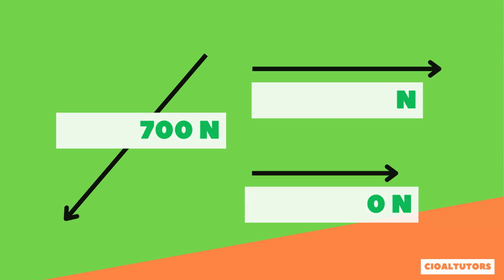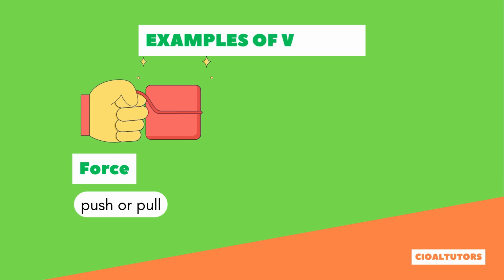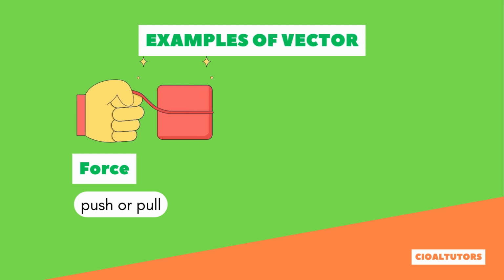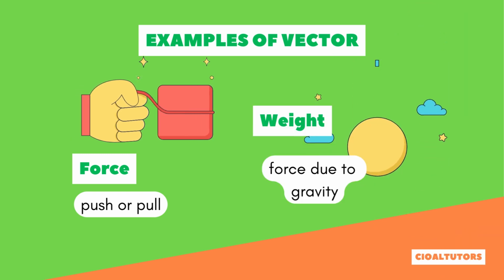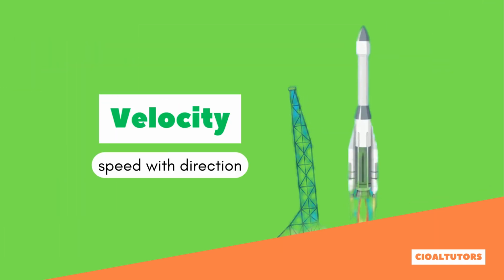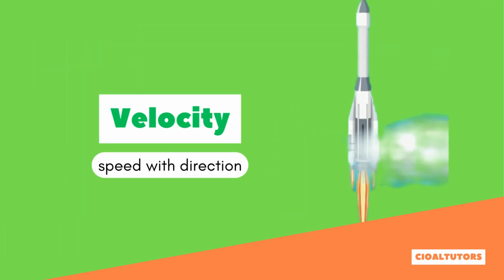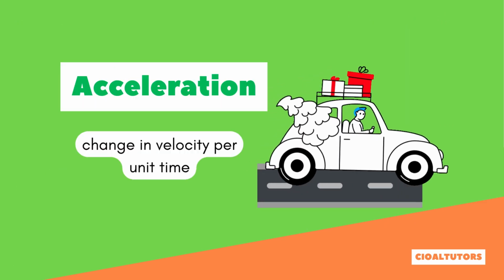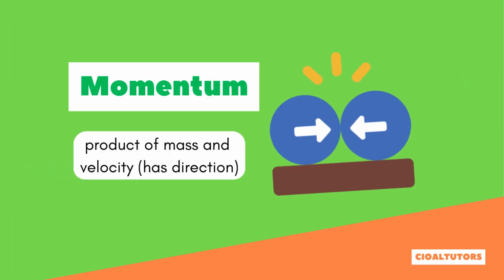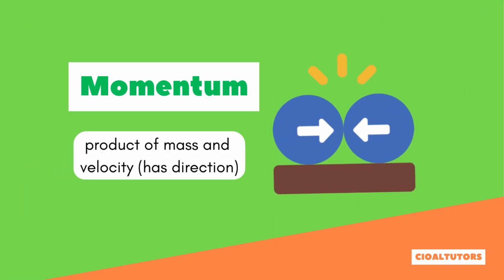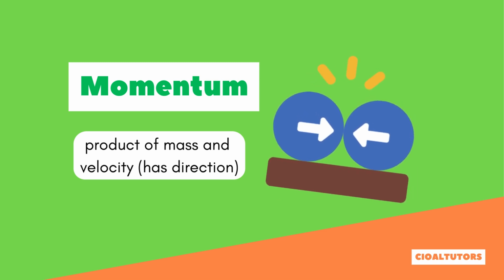Some examples of vector quantities include force, a push or pull in a certain direction. Weight, the force of gravity acting downward. Velocity, speed in a particular direction. Acceleration, how velocity changes, both in size and direction. Momentum, the quantity of motion, with direction.